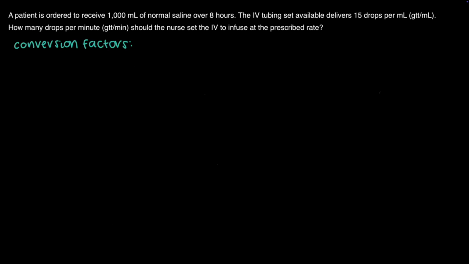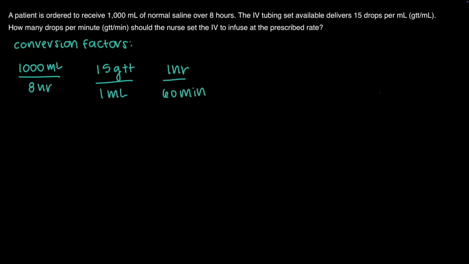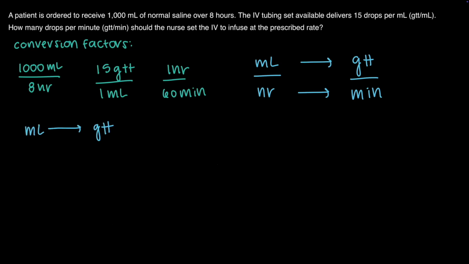In this problem, we are given 1,000 milliliters over 8 hours and a drip factor of 15 drops per 1 milliliter. We also know that 1 hour is connected to 60 minutes, and we need to convert milliliters per hour to GTT per minute. Based on the conversion factors that we have, milliliters are connected to GTT or drops with the conversion 15 GTT per 1 milliliter. And hours are connected to minutes in the conversion 60 minutes per 1 hour.